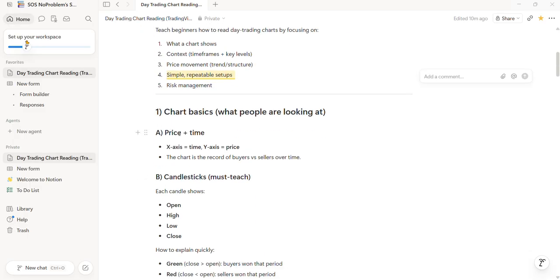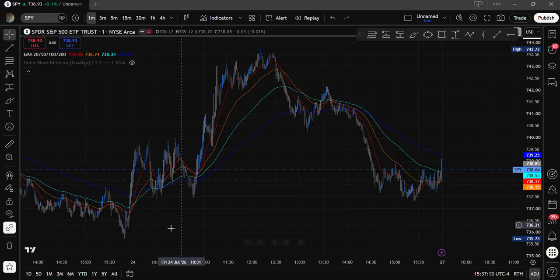So the basics of a chart is price plus time. X being time, so that's going to be your horizontal, my bad, your horizontal, and y-axis your price, which is going to be your vertical. The chart is a record of buyers versus sellers over time. So let's take a look at what that is.